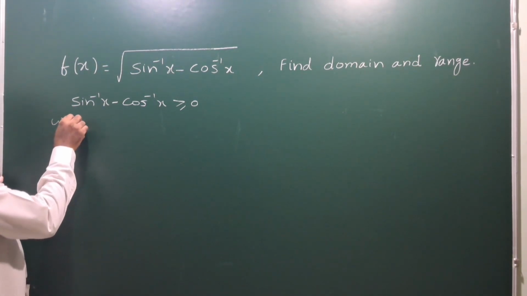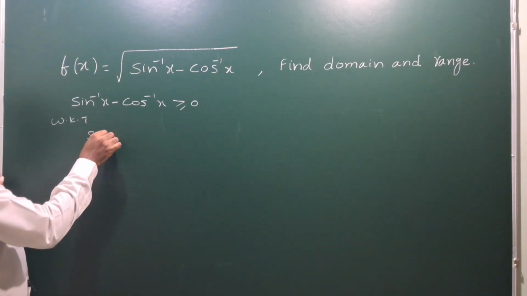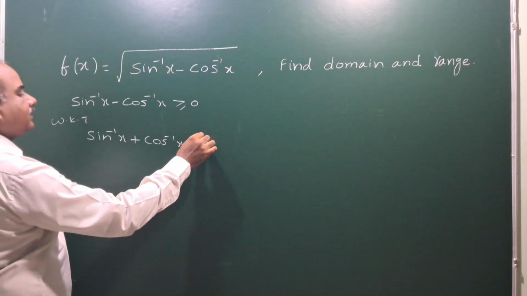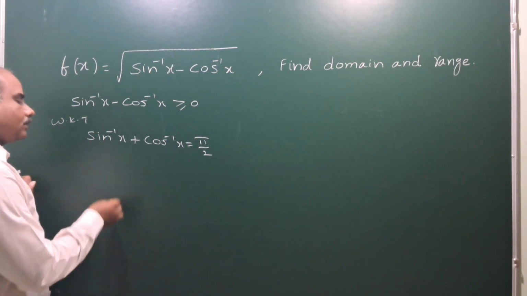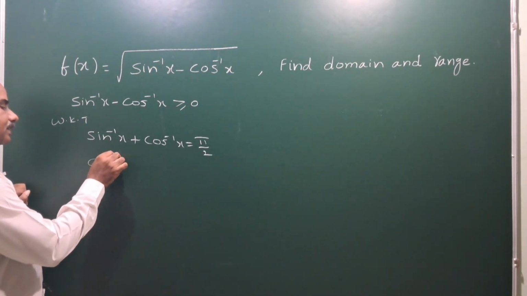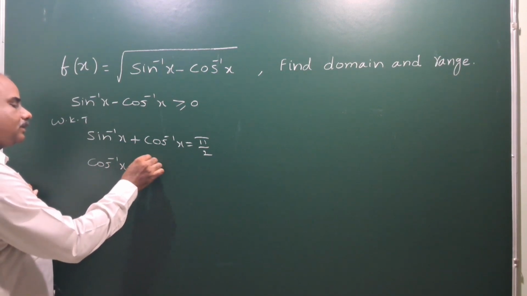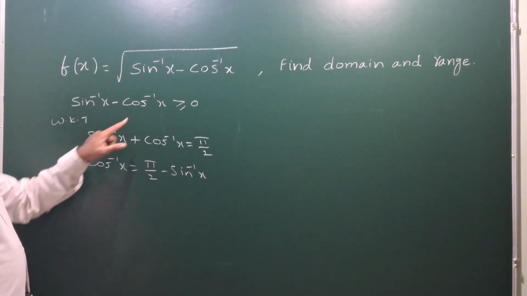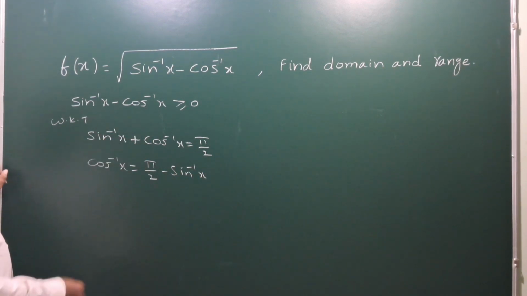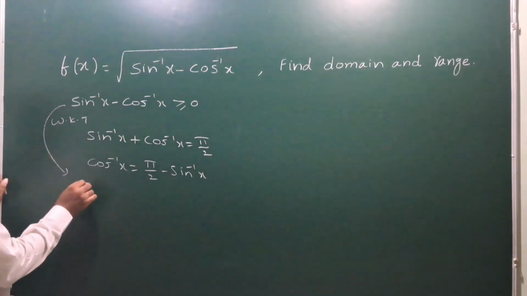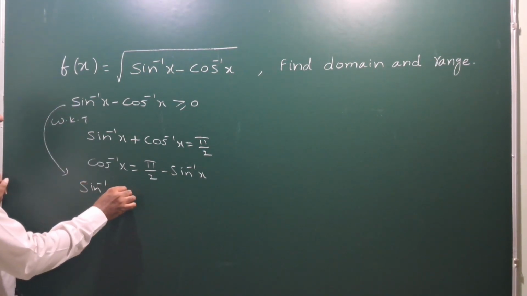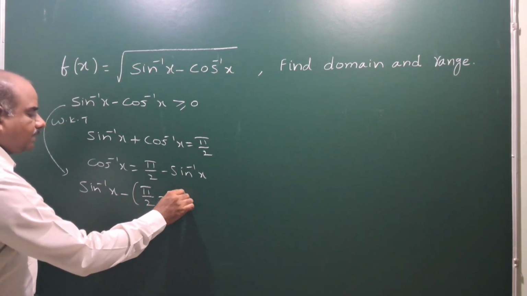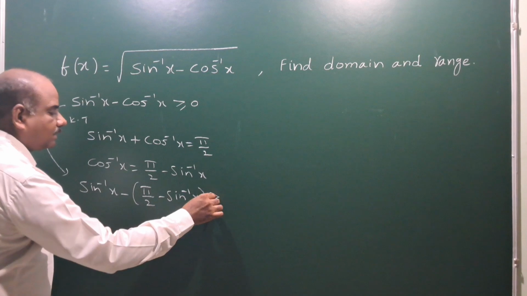And we have the formula like this. We know that sin inverse x plus cos inverse x is equal to pi by 2. We have to find the value of cos inverse x here. Cos inverse x is equal to pi by 2 minus sin inverse x. So replace cos inverse x with this function. Then it becomes sin inverse x minus cos inverse x, that means sin inverse x minus (pi by 2 minus sin inverse x) greater than or equal to 0.